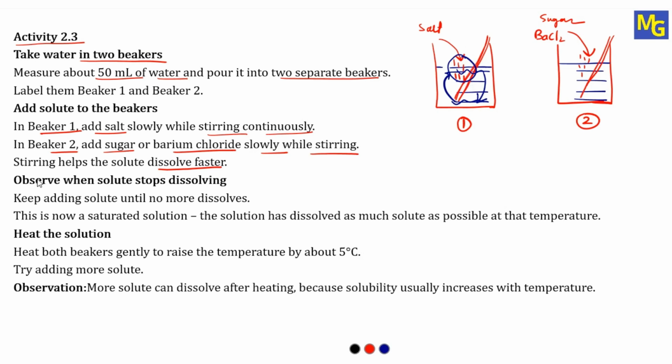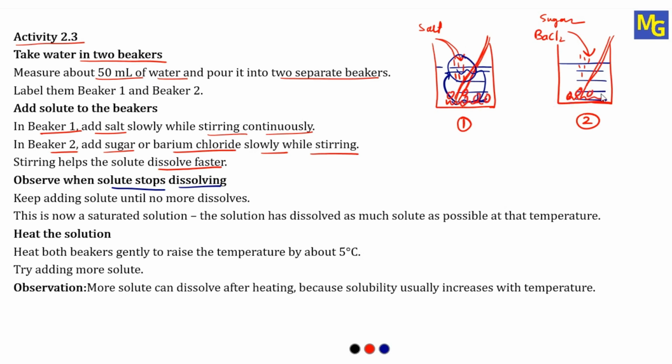Step 3: observe when solute stops dissolving. As I have told you, continuously you have to add and continuously you have to stir. If you repeat this procedure, adding salt and dissolving in both beakers, there will be one stage at which the salt which you are adding in beaker 1 and the sugar which you are adding in beaker 2 will not get dissolved. It will remain as it is at the bottom of the beakers.